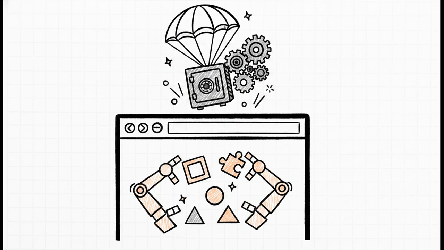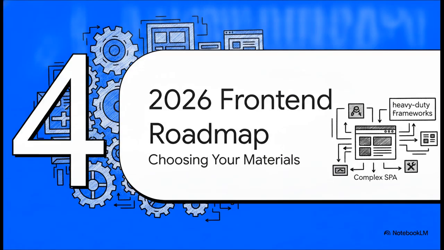They rely heavily on JavaScript to swap out content on the fly instead of constantly asking the server for a whole new page. But this meant shifting a massive amount of application logic directly onto the user's browser, forcing it to do some pretty heavy lifting. Which naturally brings us to Section 4, the 2026 front-end roadmap, choosing your materials.